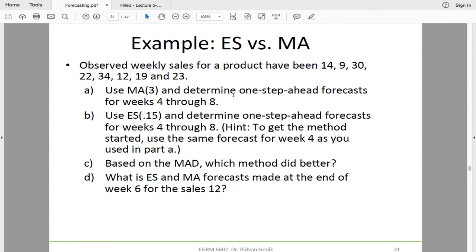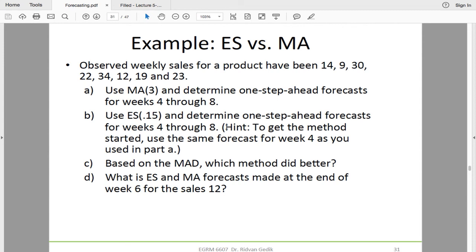Here's another exercise. It says exponential smoothing versus moving average. It says that observed weekly sales for a product have been 14, 9, 30, 22, 39, 12, 19, and 23. Use moving average with K equal to 3 and determine one step ahead forecast for weeks 4 through 8. And in part B, it says use exponential smoothing with alpha equal to 0.15 and determine one step ahead forecast for weeks 4 through 8.